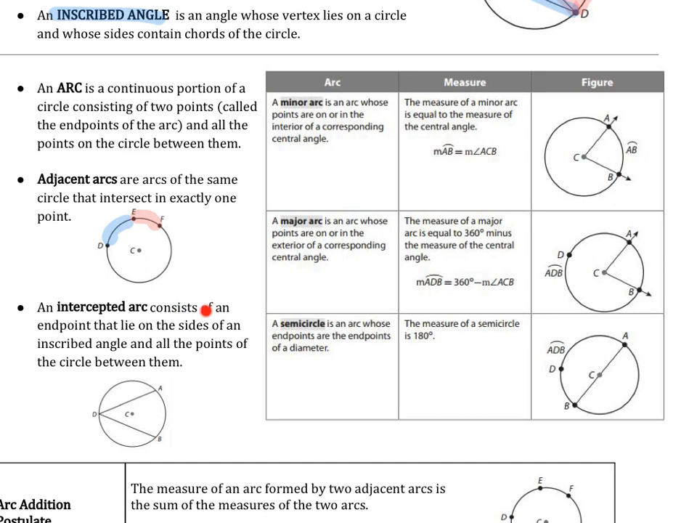And intercepted arcs are arcs that consist of the endpoints of an inscribed angle. So here's an inscribed angle, and then this in red would be the intercepted arc.